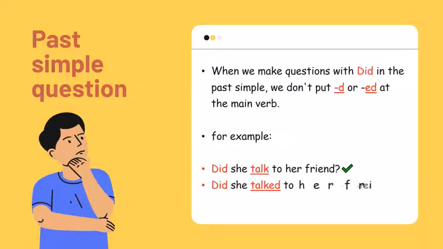The first one is correct. Why? Because there is the word did and she didn't put the D or the ED at the end of the verb, which is talk. The second one is incorrect or wrong. Why? Because she put the ED at the end of the verb, which is talk. Okay, that means the second one is wrong.